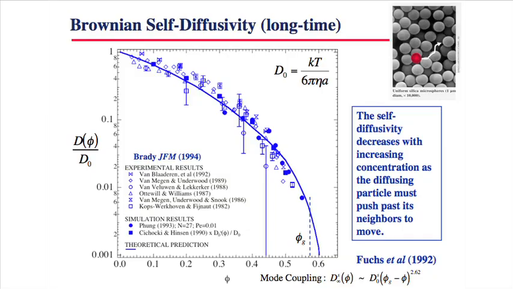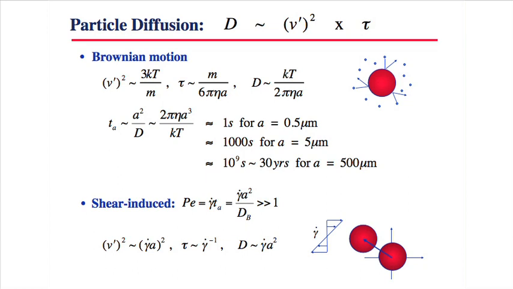Similarly, there's a long-time diffusion coefficient, which is smaller than the short-time diffusivity because I have to push my neighbors out of the way. And that plunges, again, goes to 0 at the glass transition and so on. So those are interesting things. That's just to show you that as I add particles in solution, their Brownian motion is hindered hydrodynamically and sterically, and diffusivity goes down. Okay? That's what you're going to take away.